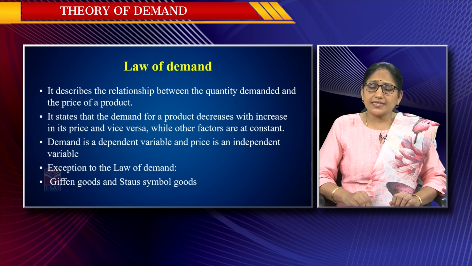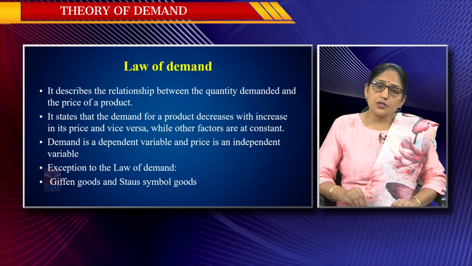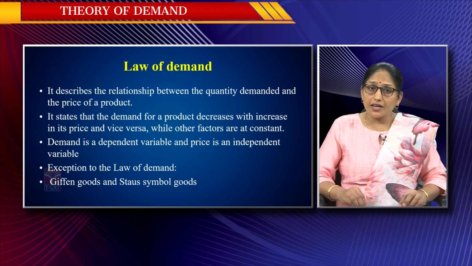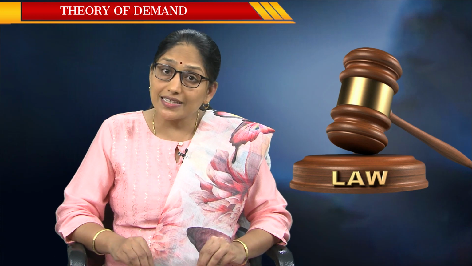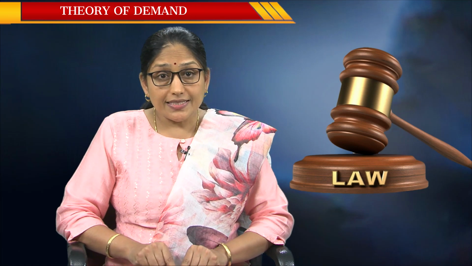Now, here the exceptions are there. Exceptions to the law of demand. There are mainly two exceptions, Giffen goods and status symbol goods. Giffen goods are non-luxury goods, or we can say necessary goods, the goods which are used for basic needs. For example, rice, salt, wheat. These are known as Giffen goods. When the prices of these goods are increasing, demand for these goods will also increase. In this case, the demand curve is upward sloping.